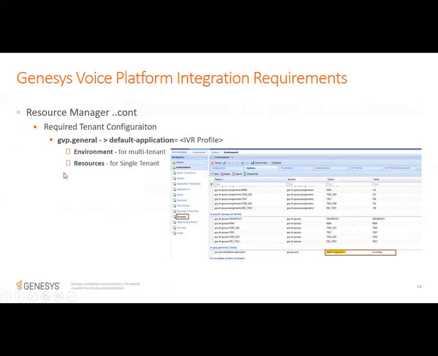Another important configuration that you must define is the default application. Because all treatment requests for inbound calls for virtual hold use treatment requests to GVP, we must have a default application defined on the tenant itself. If that's not defined, any requests that come in for treatment will go to RM and it will reject it because it can't find the logical resource group or can't find the IVR profile for the tenant.